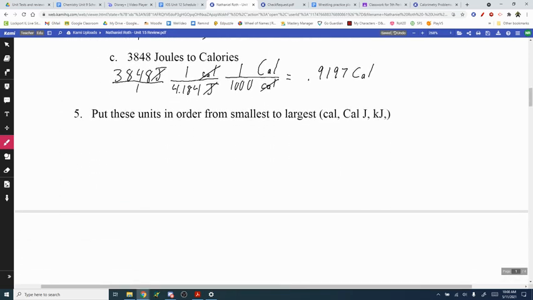Okay, units in order from smallest to largest. So the smallest unit is the joule because there are 4.184 joules per 1 calorie. Okay, then we have little calories. Then we have kilojoules. And then we have kilocalories, also known as big calories. That is the order from smallest to largest.